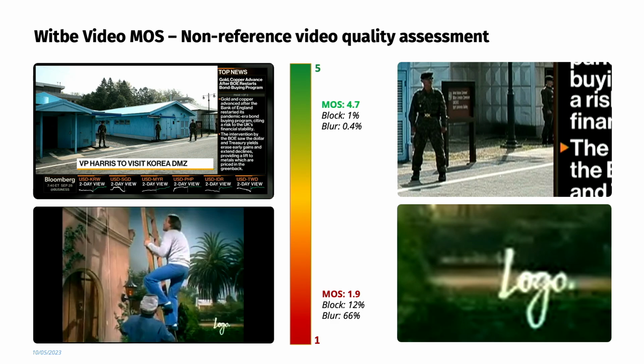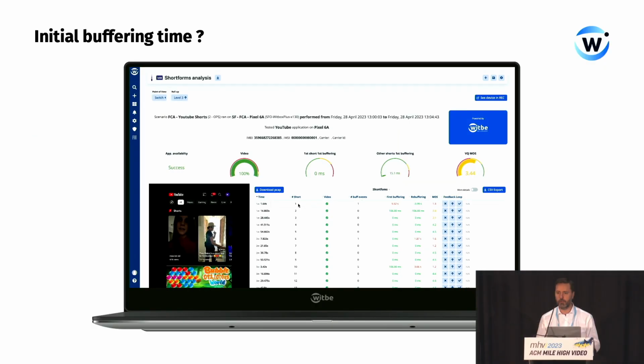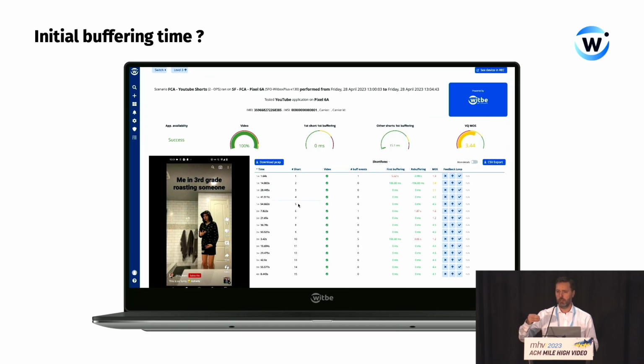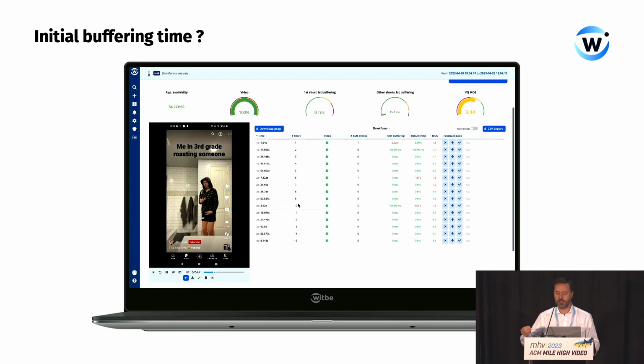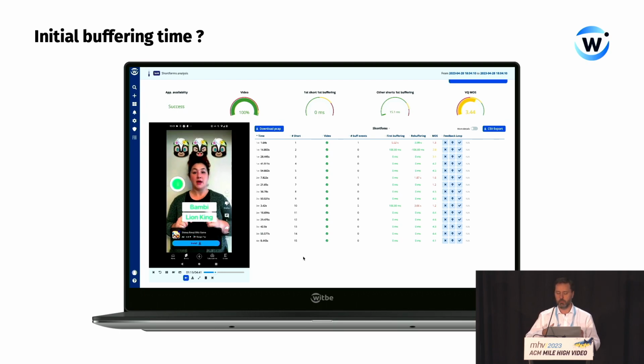So that's for the video quality itself. Once the session is established, but already for the initial buffering time, one of the main topics, because this is what the users really expressed, initial buffering time for the second and third and other reels. So here, the test pattern is we launch the application and we do 30 swipes.